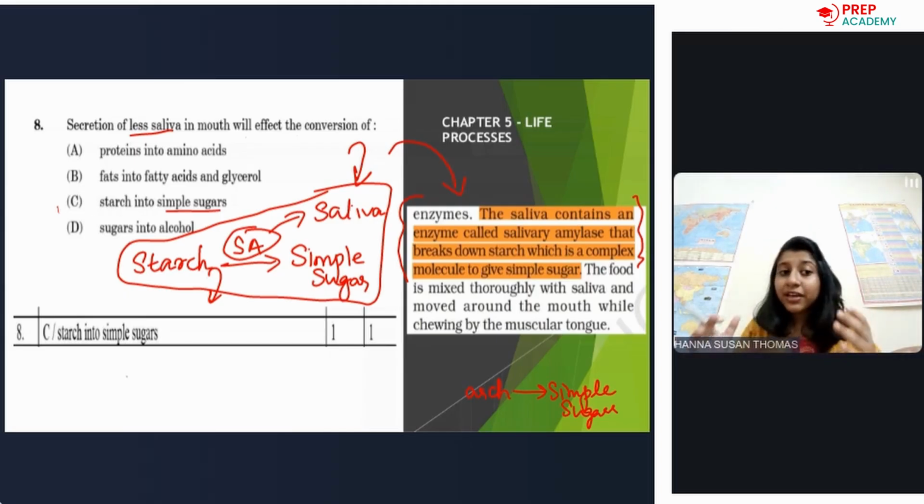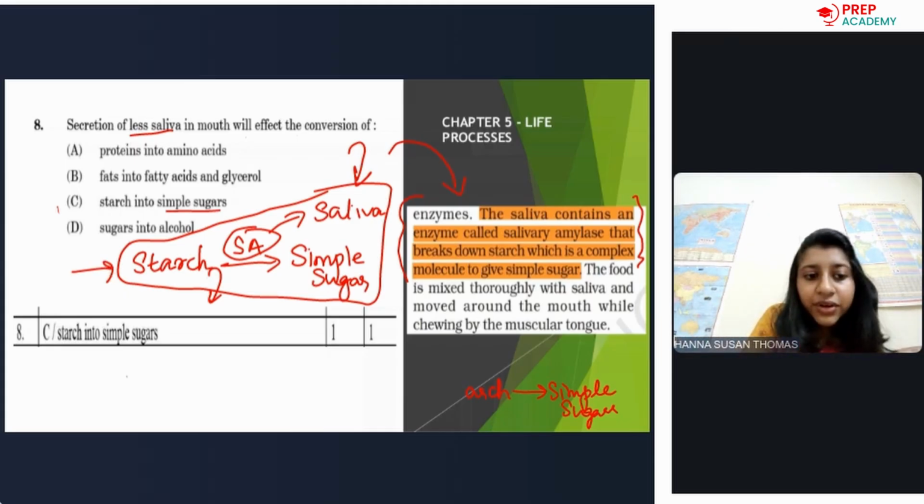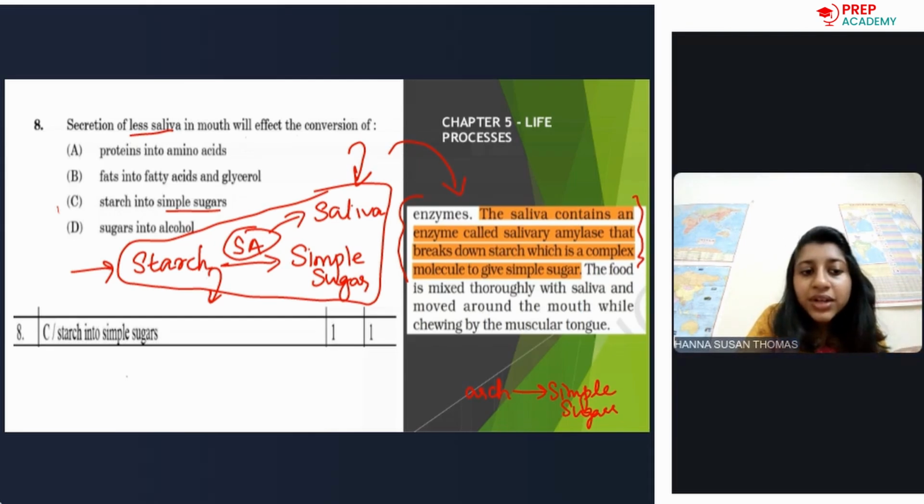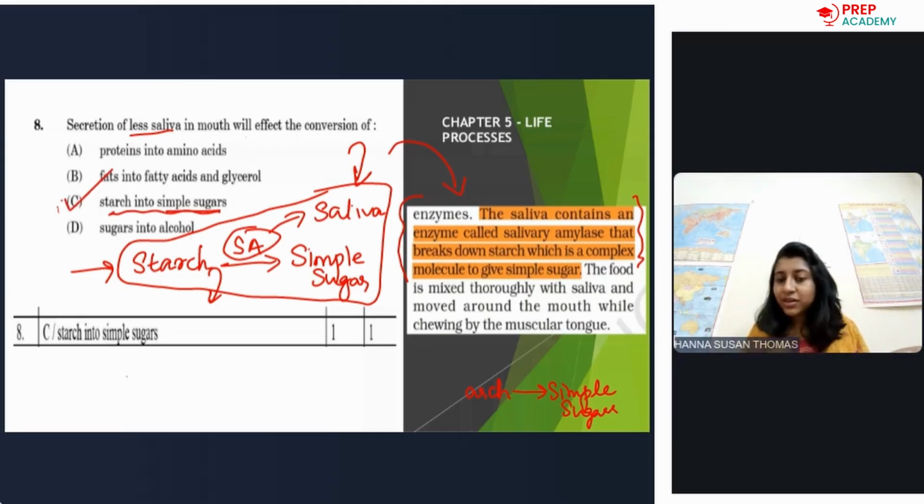So what happens if our mouth produces a less amount of saliva? It affects this conversion. It's that easy. Secretion of less saliva in mouth will affect the conversion of what? It affects the conversion of starch into simple sugars. So option C will be our answer. From this question, there is a takeaway. What is that?